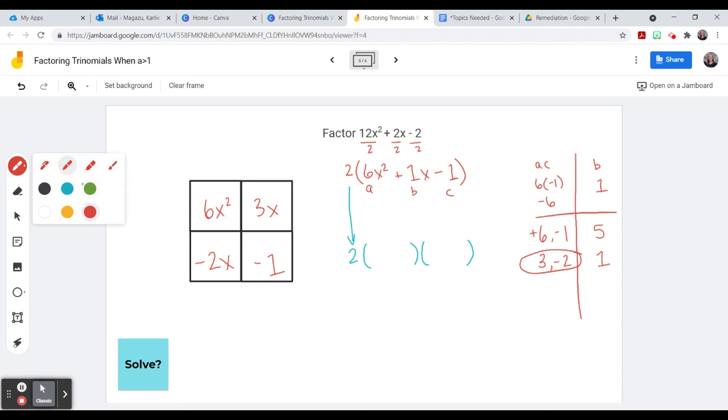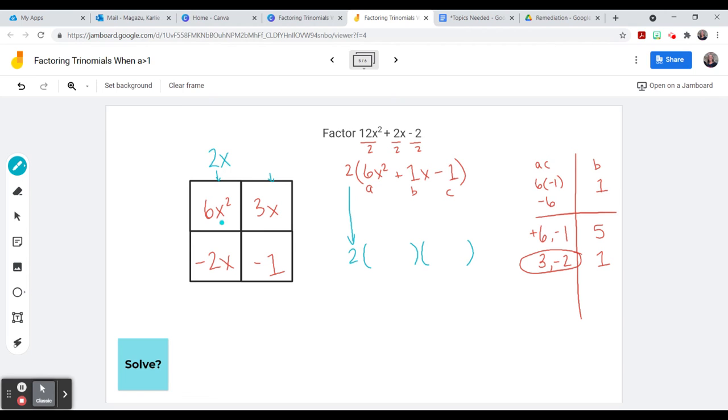I'm going to pull out a common factor from each row and each column. I feel like I sound like one of those movie people. In a world where factoring is important. So here I have 6x squared, -2x.